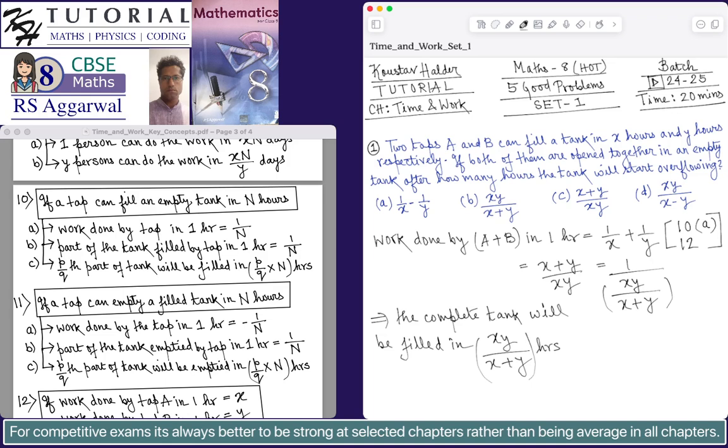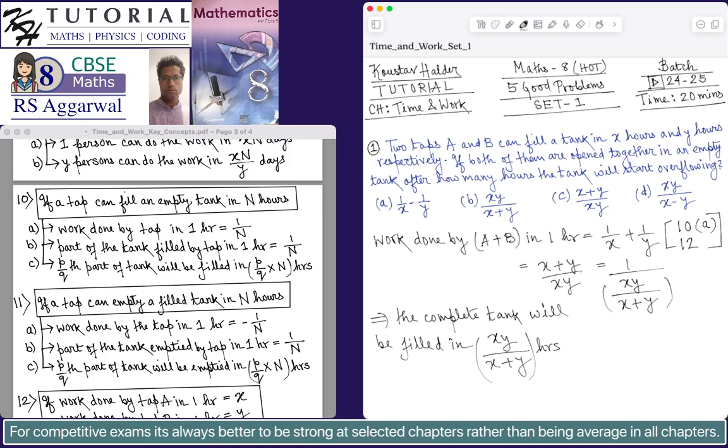Because from concept 10, since in this problem the taps are inlets, they are filling the tanks, we can apply the concept of 10, that if a tap can fill an empty tank in n hours, we know that the work done by the tap in 1 hour is 1 by n. That is concept 10a. The reverse is also true.